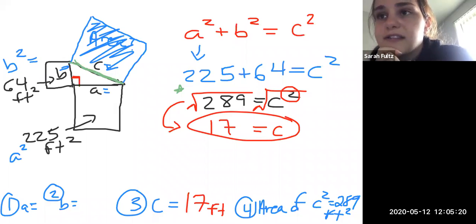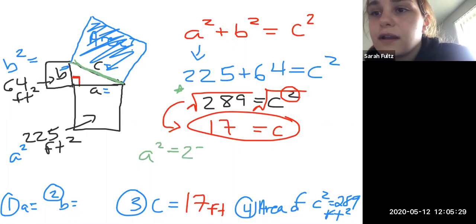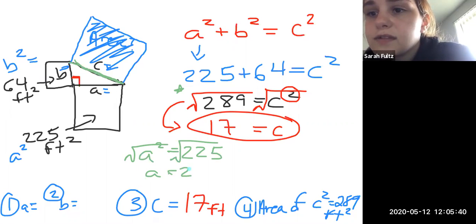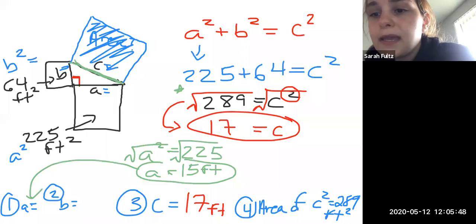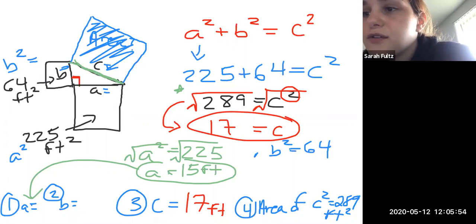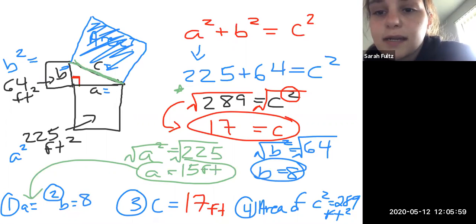And now we're going to solve for the lengths of the 2 legs. So I know that A squared equals that 225 feet. So I'm going to do the same thing to find A. I'm going to do the square root on both sides. And I know it has to be my positive answer. So here A equals 15 feet. And then I go ahead and do the same thing for B. I know B squared is 64. I do the square root on both sides. I know to take the positive answer. B is 8, so that's going to be 8 feet.